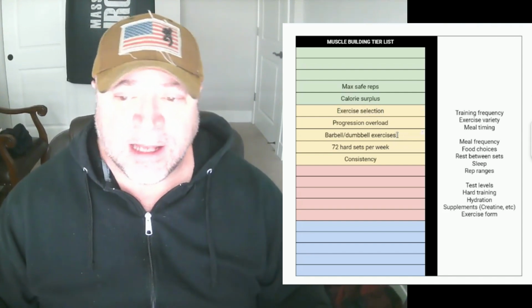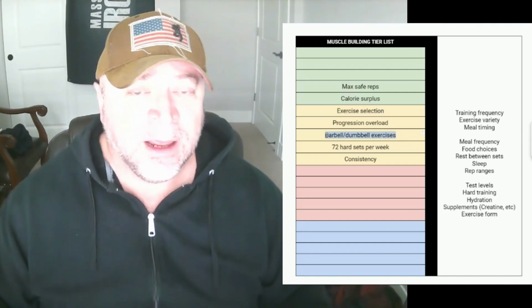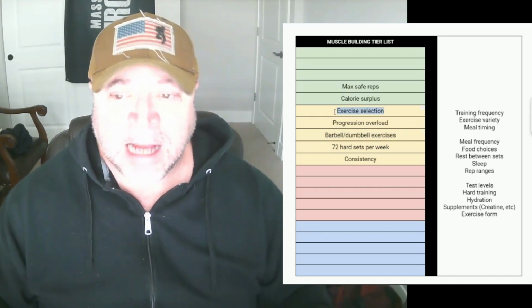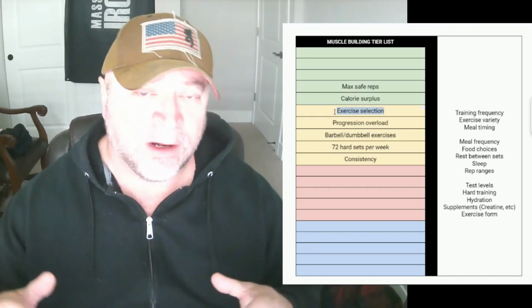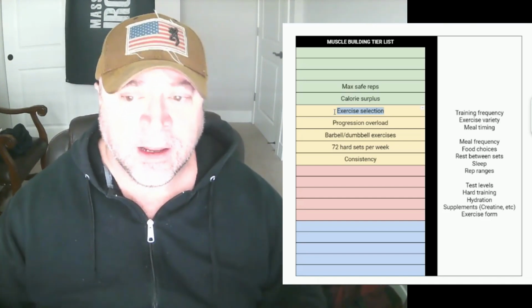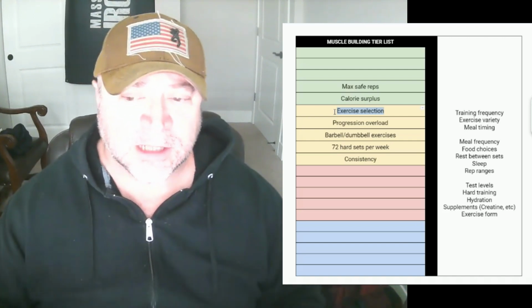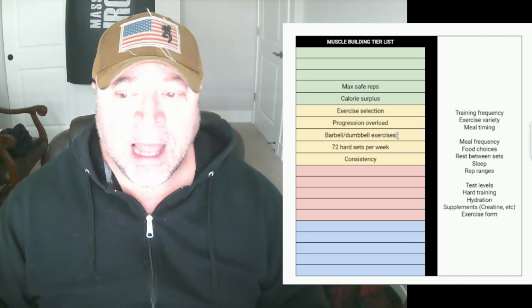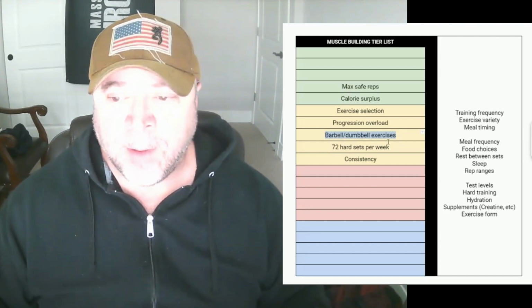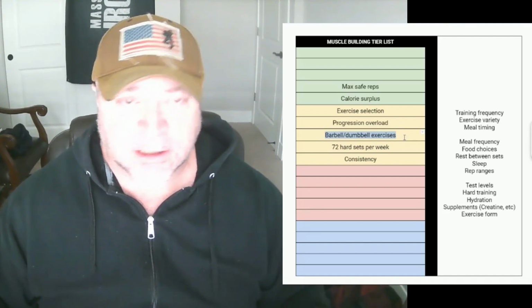Here, let me explain. Let's say you just did barbell variations for chest. Would that be the best exercise selection, the best well-rounded exercise selection for hypertrophy? I would argue not. Therefore, a well-rounded exercise selection is probably better or more important on our tier list than just straight barbell and dumbbell exercises.